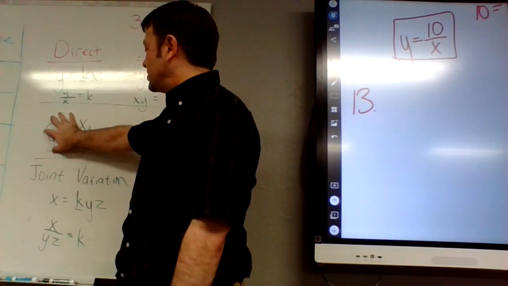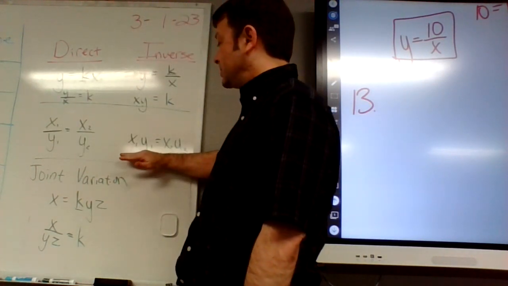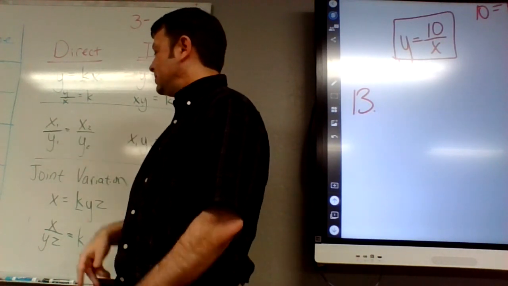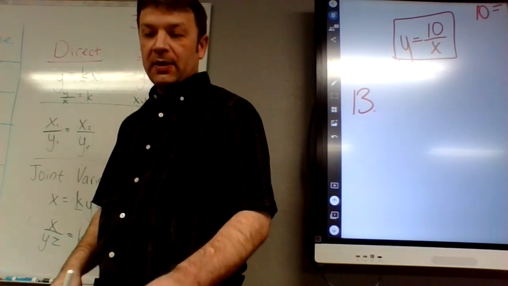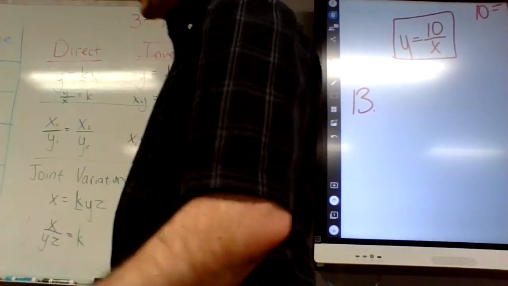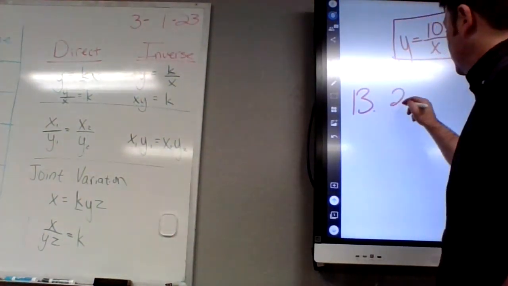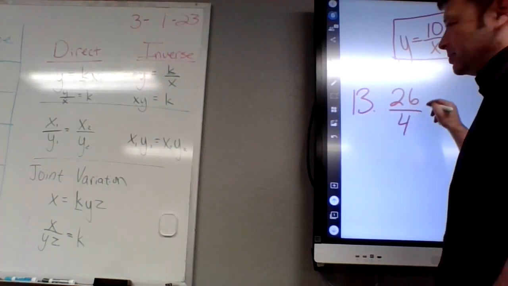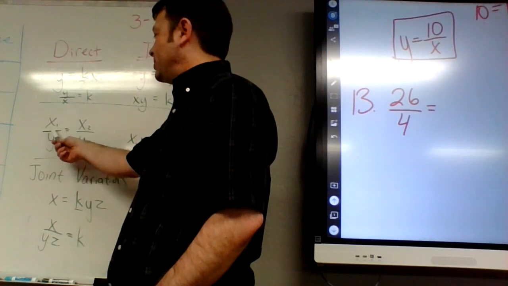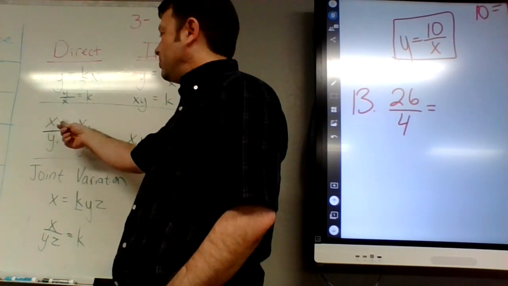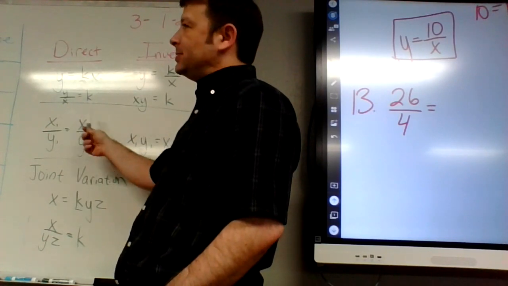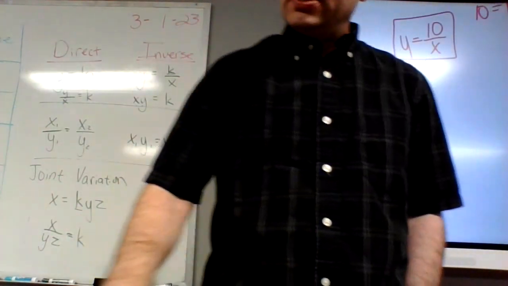So for direct, we'll use this, and for inverse, we'll use this one. That's how we'll set it up. Direct is just a proportion. So it says y is 26 when x is 4. So 26 over 4 equals, now notice I put my y on top. Does it matter if you put y on top or not? No. But whatever you put on top on the left, you have to put on top on the right. So you need to make sure it matches.